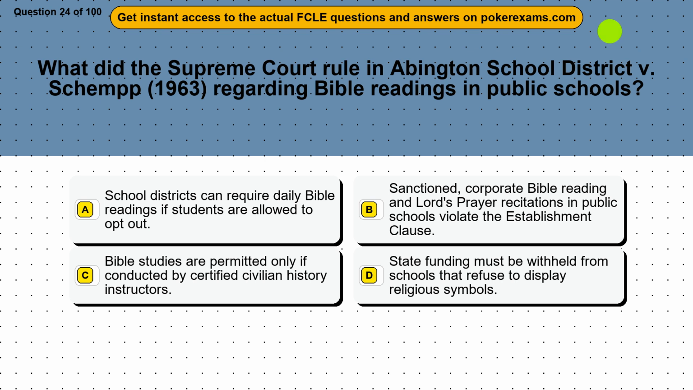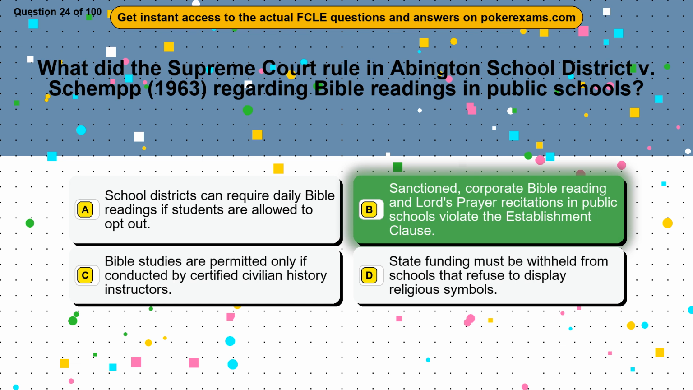Option A, school districts can require daily Bible readings if students are allowed to opt out. Option B, sanctioned, corporate Bible reading and Lord's Prayer recitations in public schools violate the Establishment Clause. Option C, Bible studies are permitted only if conducted by certified civilian history instructors. Option D, state funding must be withheld from schools that refuse to display religious symbols.